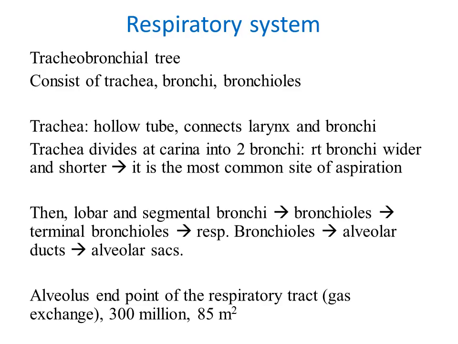Tracheobronchial tree consists of trachea, bronchi, bronchioles. As we said, trachea is a hollow tube connecting larynx and bronchi. Trachea divide at carina into two bronchi, right bronchus, which is wider and shorter, and the most common site for aspiration. لأنه الأسبيريشن هي entry of the stomach content toward the lung.